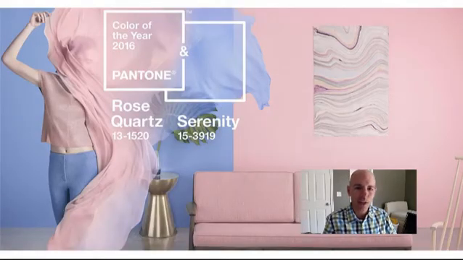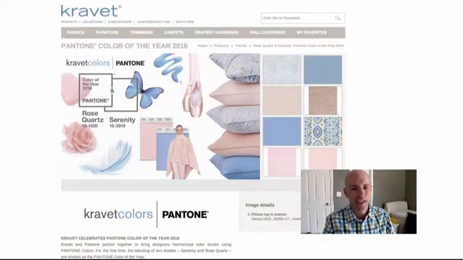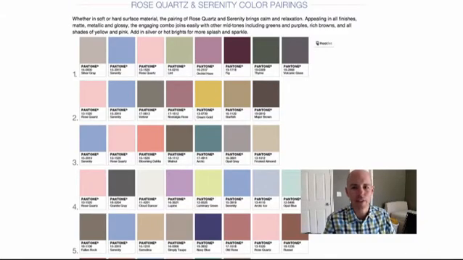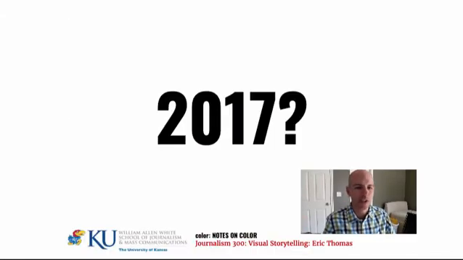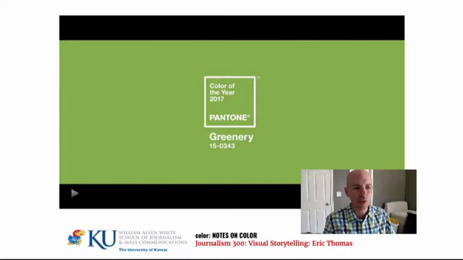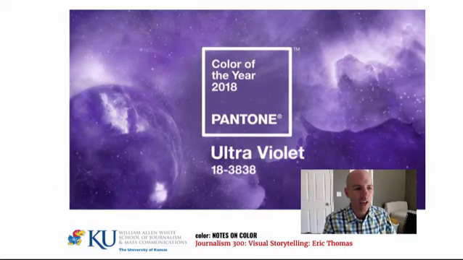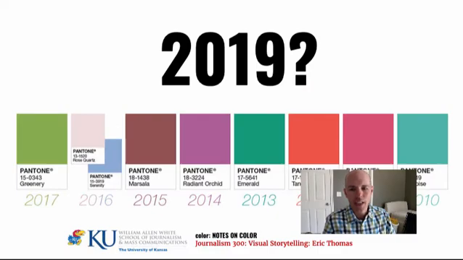So they suggest to us in 2016 that we should use all of these colors together, whether it's Rose Quartz or Serenity together. They show us how different companies are using them. They give us all kinds of color pairings and color systems to work with. 2017 is greenery, right? 2018 is ultraviolet. 2019, what did it look like?